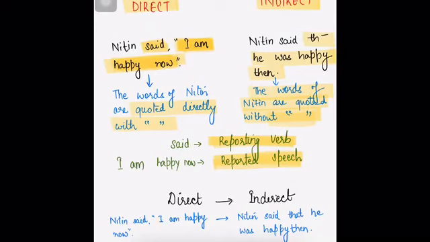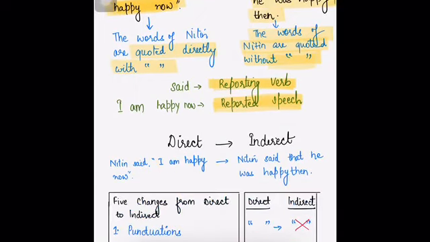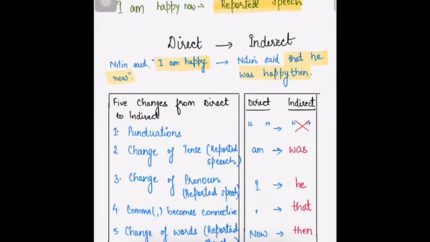So now let's look at the changes, how you have to change the structure of the sentence while you're changing from direct to indirect. So Nitin said, "I am happy now." And in indirect we see that it is written, Nitin said that he was happy then. So what are the changes? Let's list them down, and we can see there are 5 changes from direct to indirect.